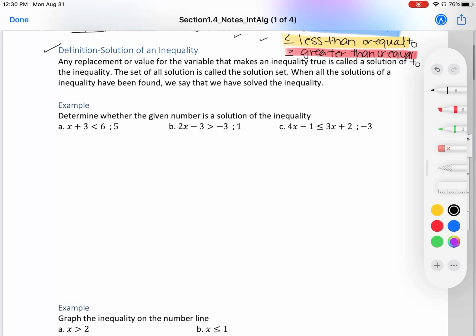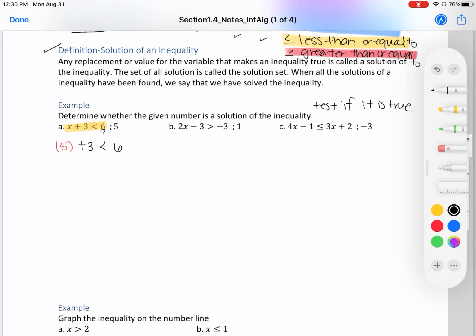Let's do an example. Our instructions tell us to determine whether the given number is a solution to the inequality. So we're given a number and we want to test if it holds true. If it gives us a false statement, then that would not be a solution. So let's take that first one. We want to take that x plus 3 and replace the x with a 5 so that we have 5 plus 3, and we want to see if it is smaller than 6.